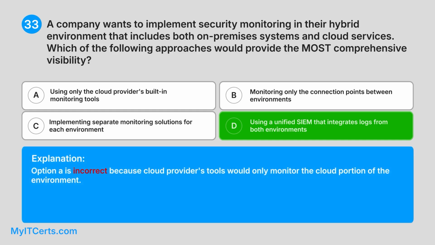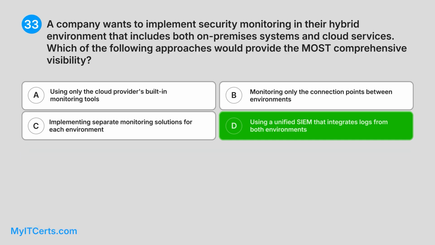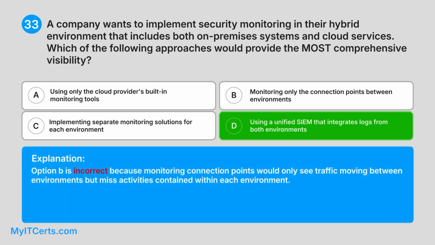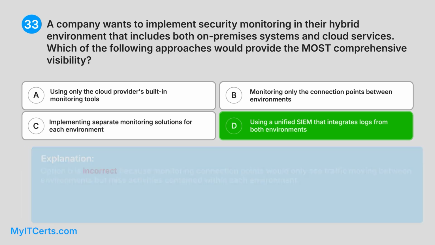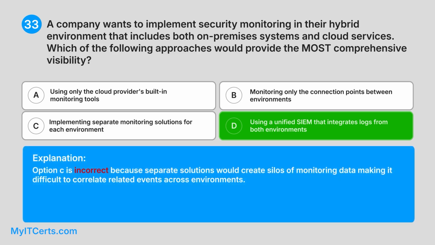Option A is incorrect because cloud providers' tools would only monitor the cloud portion of the environment. Option B is incorrect because monitoring connection points would only see traffic moving between environments, but miss activities contained within each environment. Option C is incorrect because separate solutions would create silos of monitoring data, making it difficult to correlate related events across environments.